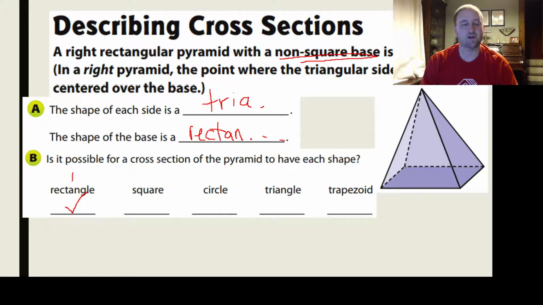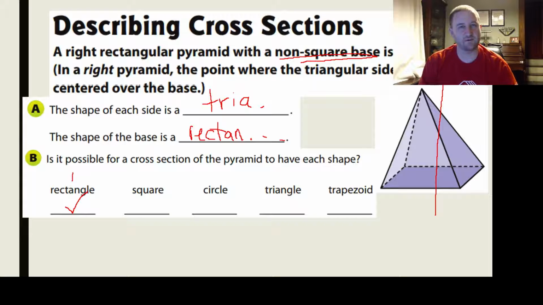What about a square? Is it possible for us to get a square somehow? You might think yes, right? Okay, so like if we go parallel, are we going to get a square? No. We already know that if we go parallel to the base, we're going to get a rectangle. Okay, let's say we cut through like this. Is it possible then?